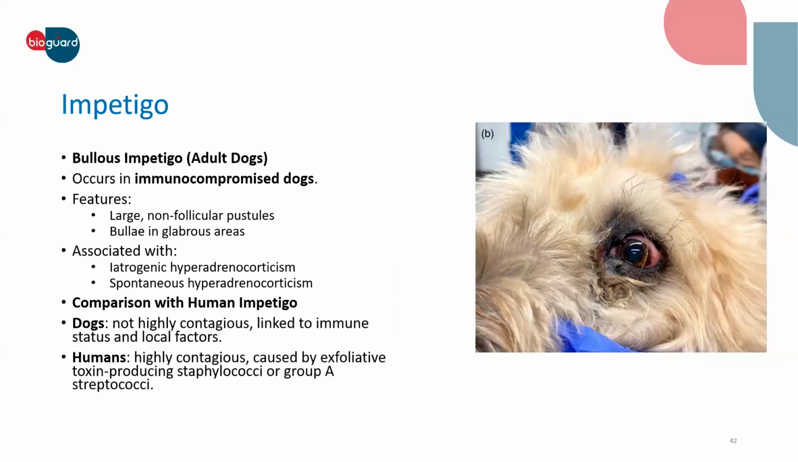And for adult dogs, impetigo usually occurs in immunocompromised dogs, and the features include large non-follicular pustules and bullae in glabrous areas. It may be associated with some spontaneous hyperhidrosis, corticosteroid use.